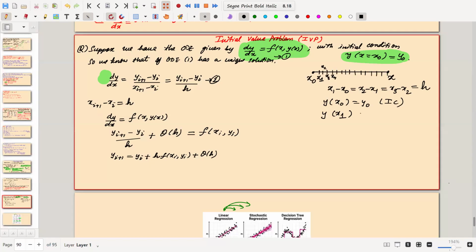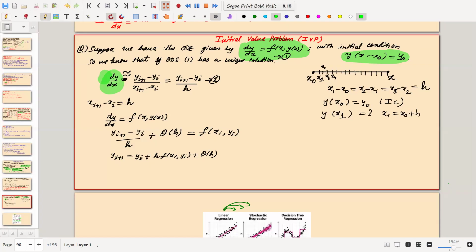But you know x1 is equal to x0 plus h. At equidistant points, you are finding the next value, next value, next value. So to understand more clearly, we discretized dy by dx using the forward finite difference method. That is dy by dx, we wrote it. This is not correct, not to say equal to, but rather an approximation.